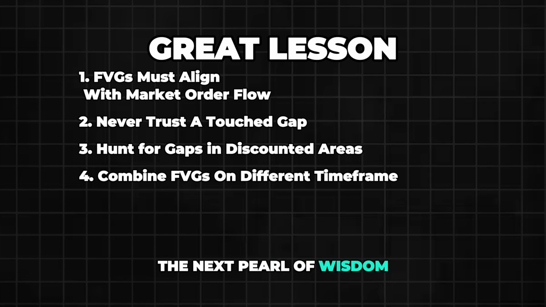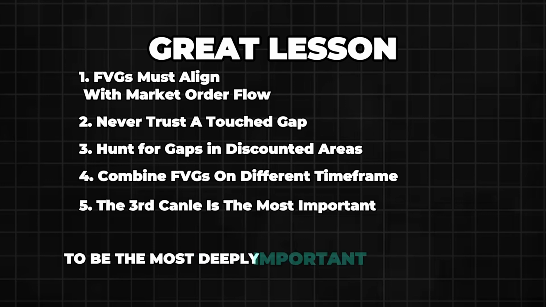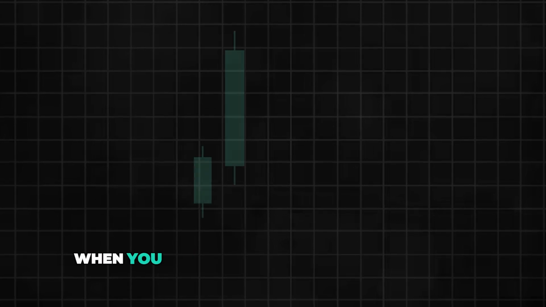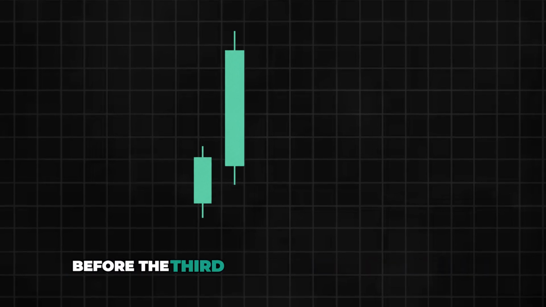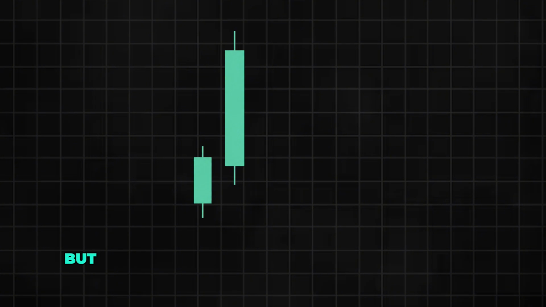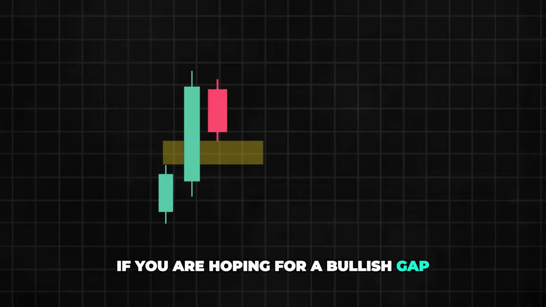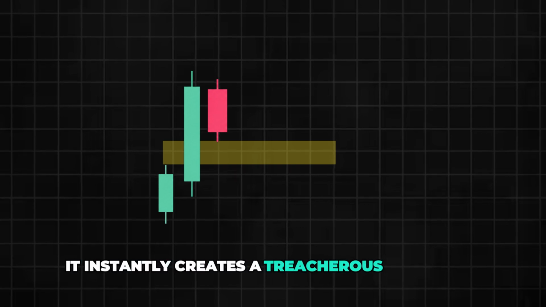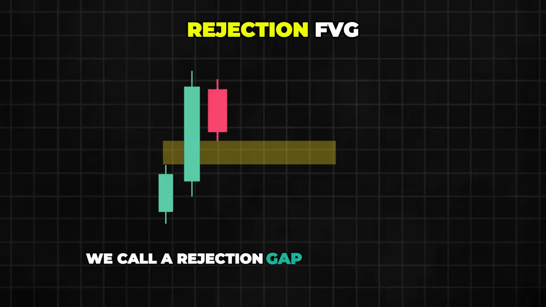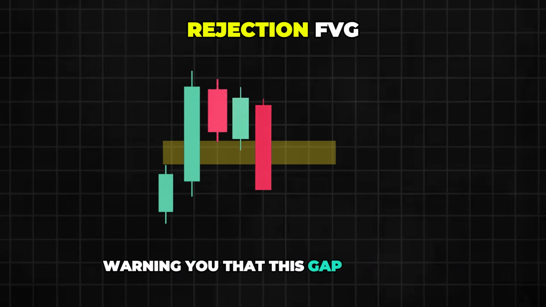The next pearl of wisdom is that you should always consider the third candle of the gap's formation to be the most deeply important character in our story. When you see 2 highly explosive candles form, you already know the potential size of the gap before the third candle even begins to move. But what we are really watching, with bated breath, is how that fateful third candle decides to close its journey. If you are hoping for a bullish gap, but you witness the grim creation of a heavy red third candle, it instantly creates a treacherous formation we call a rejection gap. The third candle screams that the sellers are aggressively fighting back, warning you that this gap will likely crumble under pressure.